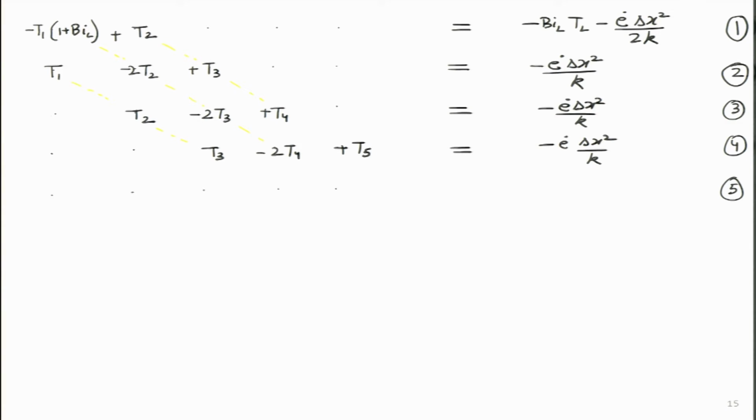And the last one will turn out to be again a boundary node. So, maybe I will continue with the same, then this becomes T4, and the last term becomes minus T5 times 1 plus BiR, and this is equal to, so I will get perhaps something similar to the first node. So, the first node and fifth node right hand sides will appear to be similar. So, this is BiR TR minus E dot delta x square by 2k. So, isn't this very nice?